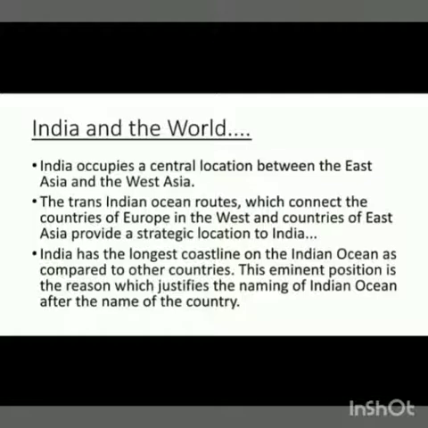Now, India has the longest coastline on the Indian Ocean as compared to other countries. This eminent position is the reason which justifies the naming of the Indian Ocean after the name of the country, that is India. Indian Ocean is named after India.